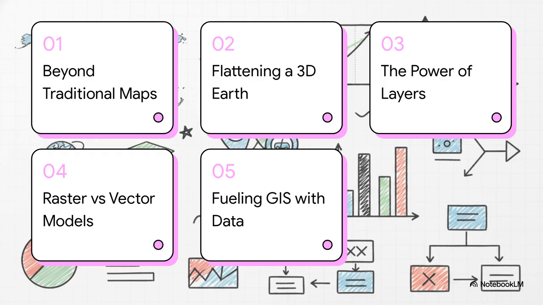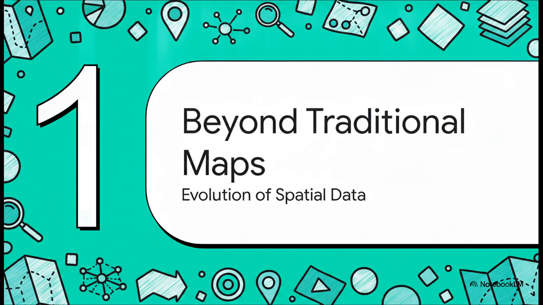Here's our roadmap for the explainer. First, beyond traditional maps. Then, flattening a 3D Earth. Number 3, the power of layers. 4, raster versus vector models. And finally, fueling GIS with data. We're zooming in step by step from the literal shape of the Earth all the way down to pixels and vectors. Starting with Section 1, Beyond Traditional Maps, the Evolution of Spatial Data.